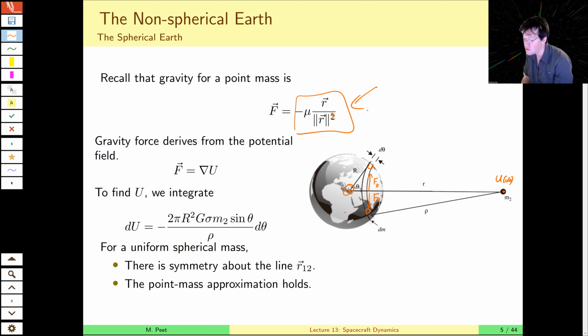All right, we had this symmetry about the R12 line, and that's radial symmetry as well, not just about the x-axis, but perpendicular to that as well, if you consider this the x-axis.